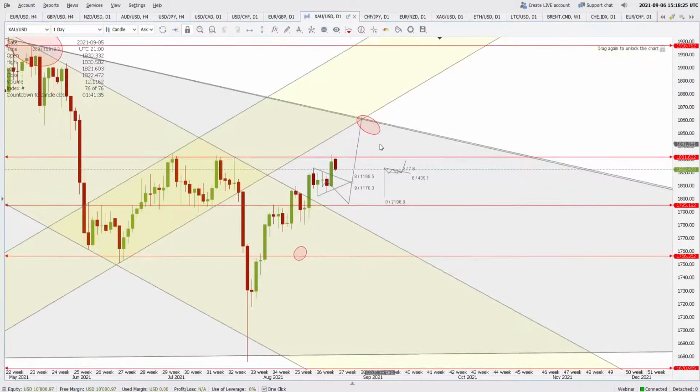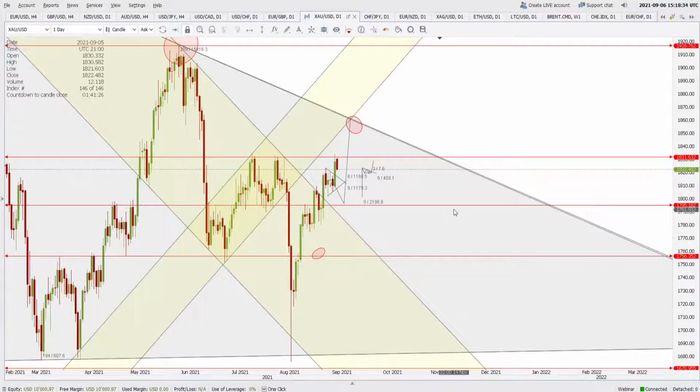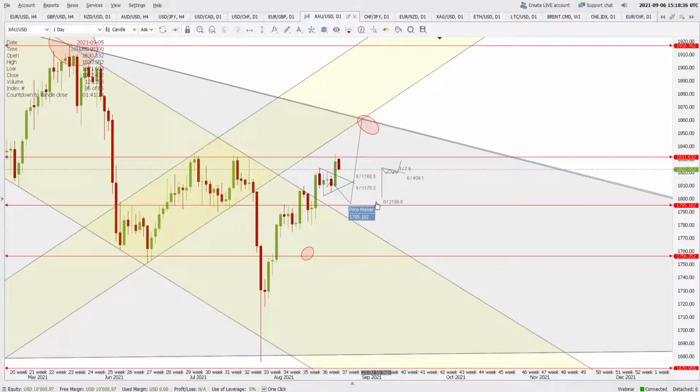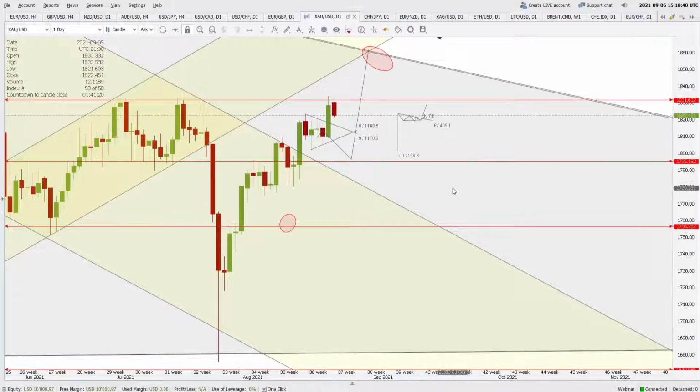so on the upside we have a resistance, actually a confluence of resistance at around 1861 levels. We have support, immediate support at 1795 region. I think the price should come back to actually 1795 for this head and shoulder to mature.